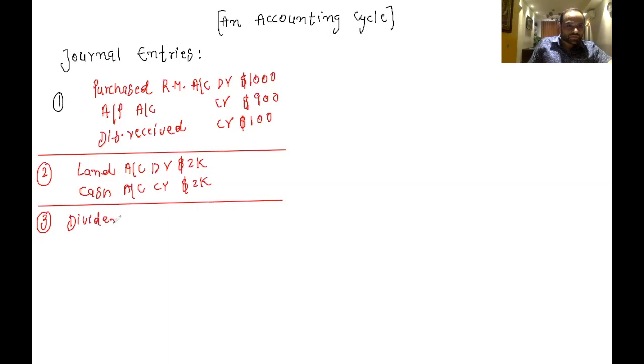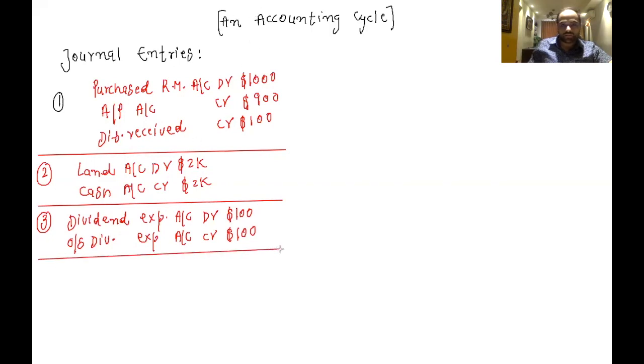So dividend expense account debit and outstanding dividend expense account credit. This is outstanding, or OS, abbreviation of outstanding. Amount is 100. Any question or move on? Yeah, just move on. Okay.